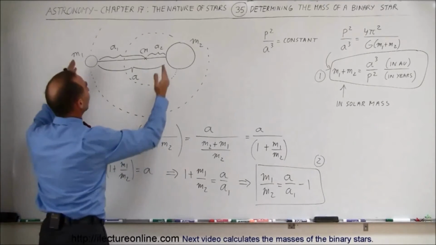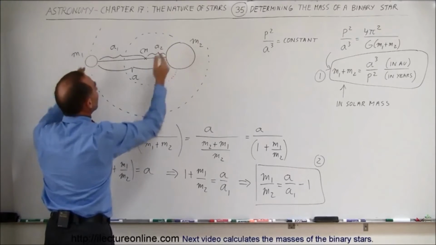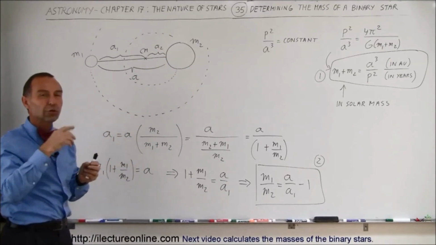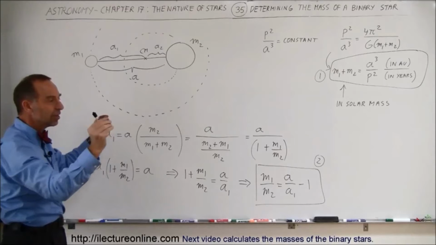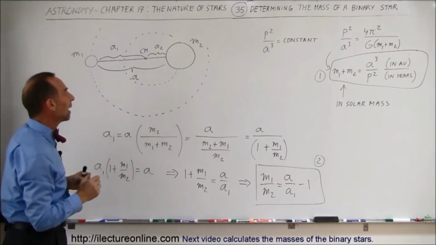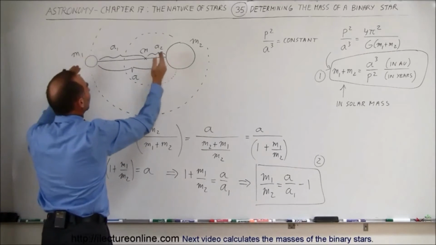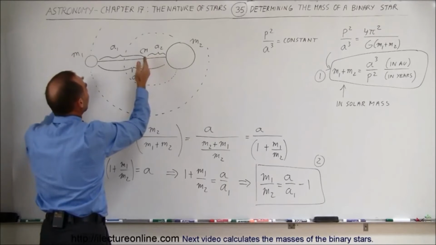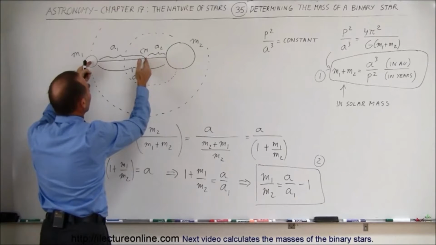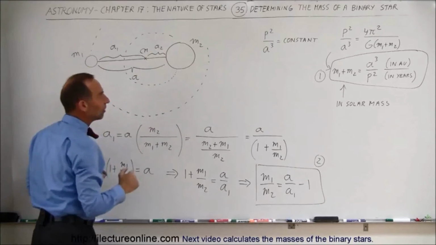What they have to do, of course, is measure the distance between the two stars, and that's usually done over years of observations as they see these two stars revolving around the center mass. They determine this distance, then they determine the location of the center mass and how big this distance is right here relative to the total distance.